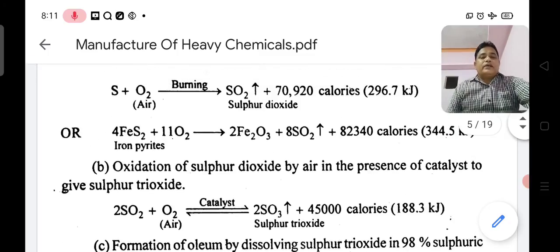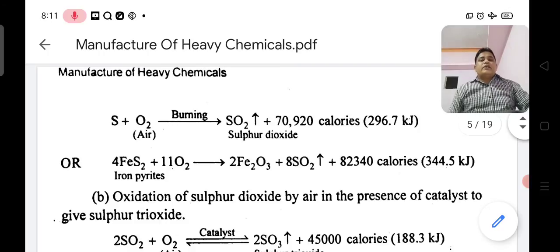The first step is the preparation of sulfur dioxide by burning high grade sulfur or iron pyrites. This is the reaction of the first step. Here sulfur reacts with air. Sulfur burns with air to form sulfur dioxide. Actually this is an exothermic reaction. Here 70,920 calories of heat is evolved, that means in kilojoules 296.7 kilojoules. Such a large amount of heat is evolved during this burning of sulfur in presence of air to form sulfur dioxide.